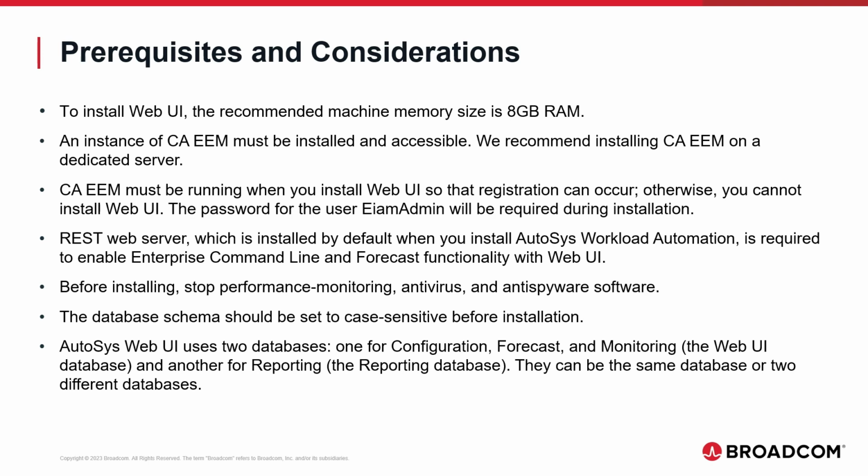The password for the user IAM will be required during installation. REST Web Server, which is installed by default when you install AutoSys Workload Automation, is required to enable enterprise command line and forecast functionality with Web UI. Before installing, stop performance monitoring, antivirus, and anti-spyware software. The database schema should be set to case-sensitive before installation.